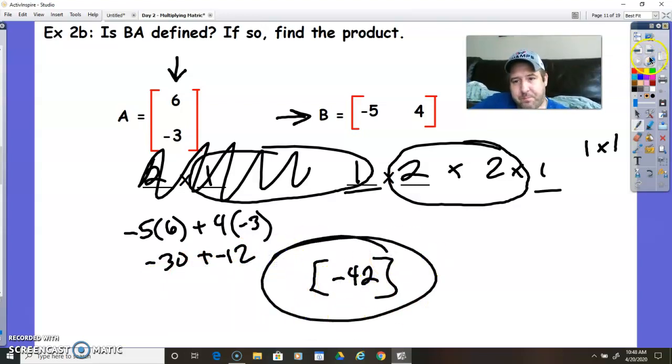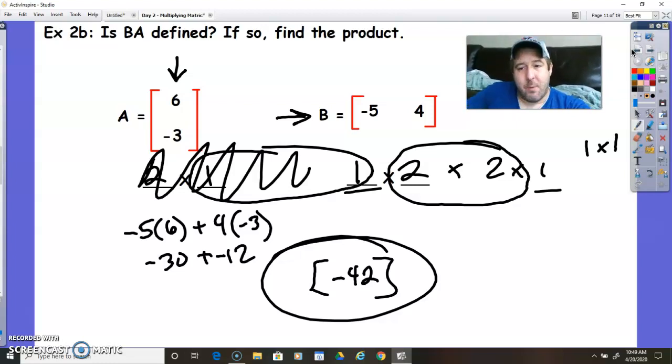There's your answer. So the order does matter for multiplication, which sounds a little bit silly because usually multiplication has the commutative property, but not when you're dealing with matrices. They do not.